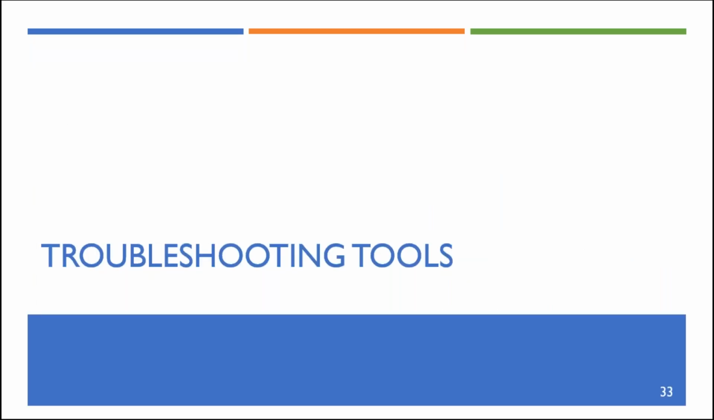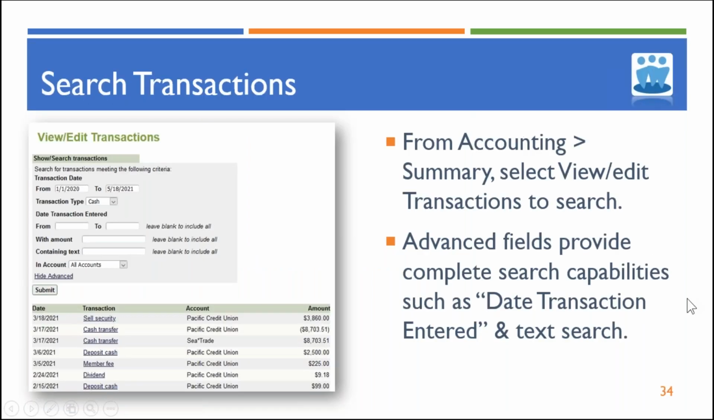So finally, let's talk about troubleshooting tools. Hopefully you won't have too much need for this particular tool, but we do have a very robust search transactions tool that's available in the accounting summary page. In the left menu, there is a View/Edit Transactions link. Select that and you can select the period and type of transaction. Is it a cash transaction, a member transaction, or a security transaction?